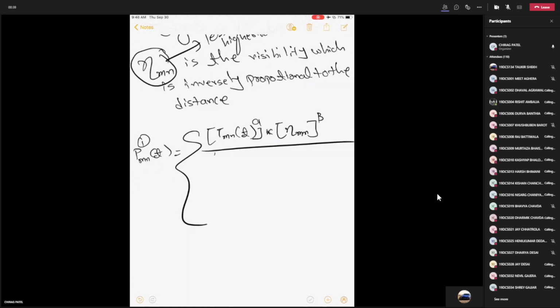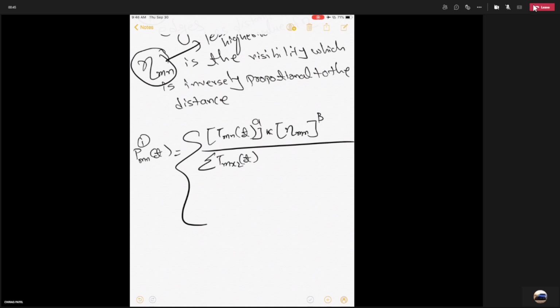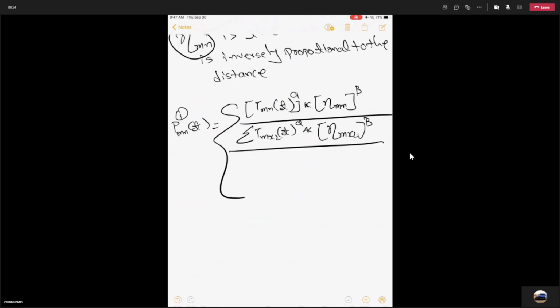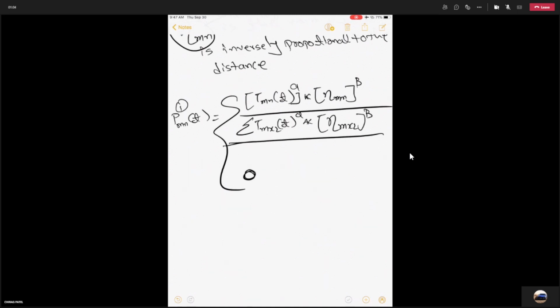And then we are normalizing it, tau mx2 t raised to a multiplied by eta mx2 raised to b. This is where your ant is allowed to move to that particular city, and if you are forming the subgroup at that moment of time, this is 0. Right? Now still we didn't think about it.